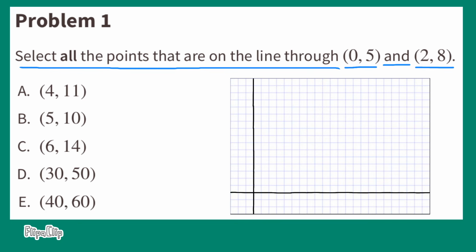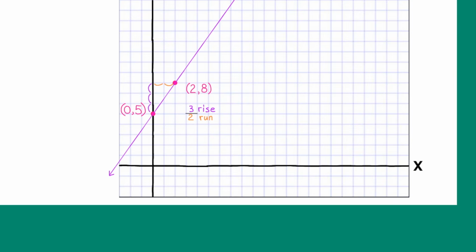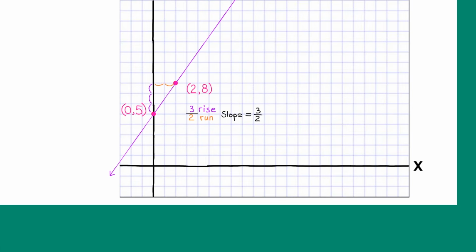To check your answers, we can actually use a piece of graph paper with the x-axis and the y-axis, and we can plot the points for the coordinates 0, 5 and 2, 8 and draw the line. This gives us a nice visual of the slope. The rise is up 3 and the run is over 2. So the slope is 3 over 2. And since m represents the slope, we can say that m equals 3 over 2.